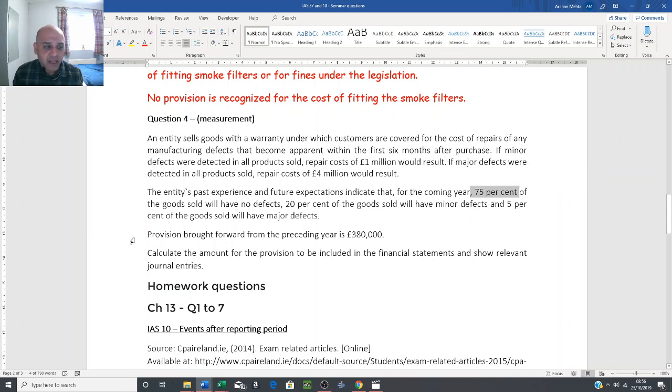That should give us the total value of probable cash outflow that will be incurred in future in terms of repairing the goods. The provision brought forward from last year is 380,000. What we need to do is calculate the amount of the provision to be included in the financial statements, and we need to show the journal entries. Slightly bigger question. I'll give you around 7 to 10 minutes to tackle the question. Return back, and we'll look at the answer together.